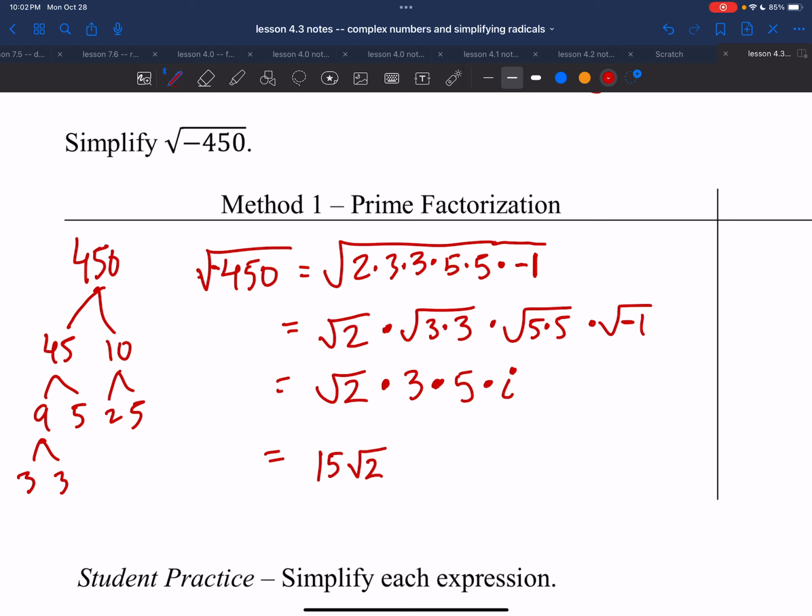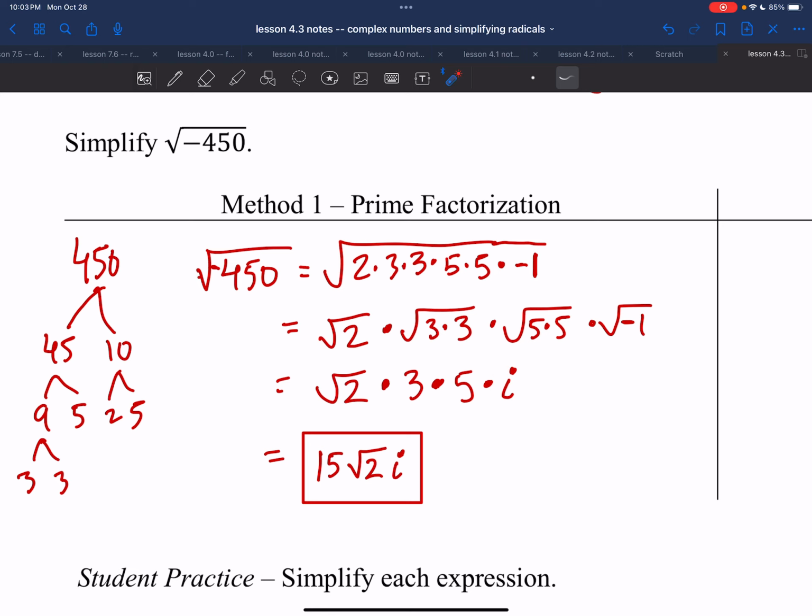And it's imaginary because of the negative, right? It's a square root of a negative. So we put this little i here to represent the imaginary unit, right? This is an imaginary number, 15 root 2 i. Okay? And again, it's just coming from finding those pairs that are there. And the only reason this problem is different is because you have the square root of negative 1, which you can separate and just call it i.